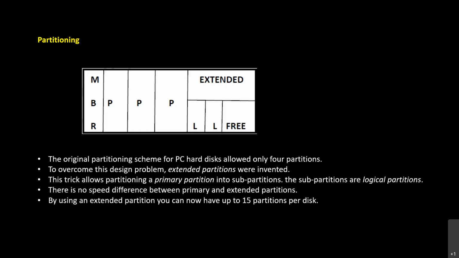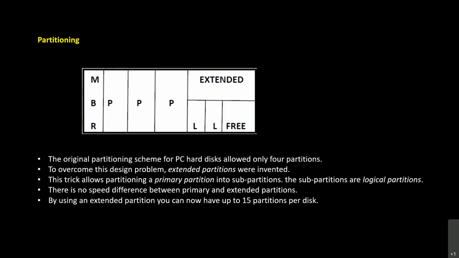The original partitioning scheme for PC hard disks allowed only 4 partitions. To overcome this design, extended partitions were invented. These tricks allow partitioning a primary partition into sub partitions. The sub partitions are logical partitions, and there is no speed difference between primary and extended partitions. By using an extended partition, we can now have up to 15 partitions per disk.